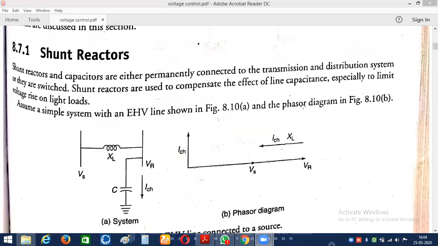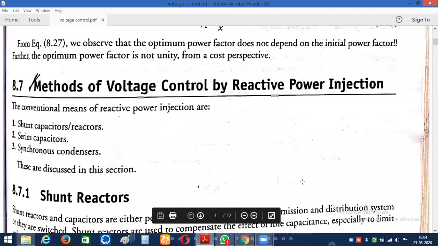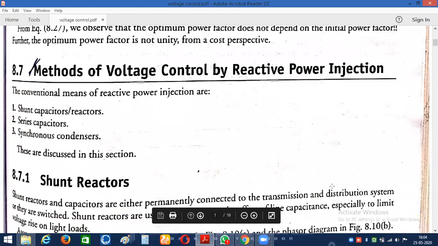In today's class, we will discuss the methods of voltage control by reactive power injection. In the earlier class, we already discussed what reactive power is and what the role of reactive power is in the power system network. Also, we have derived a relation between the voltage and the reactive power, and how the voltage is affected by the reactive power.